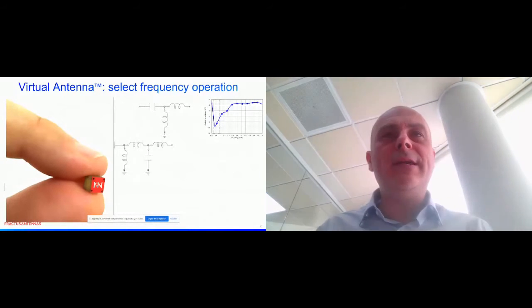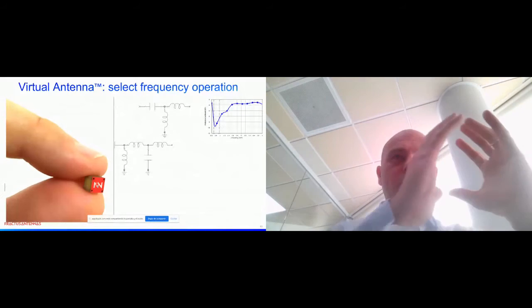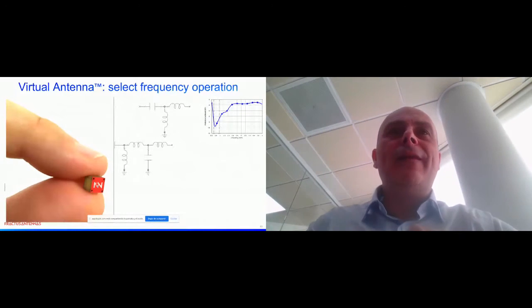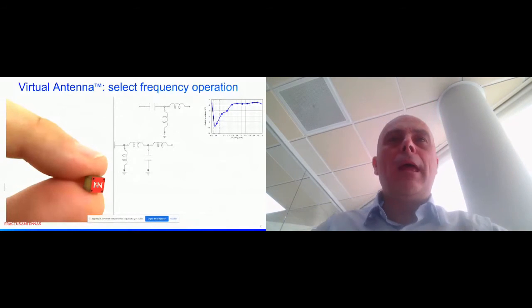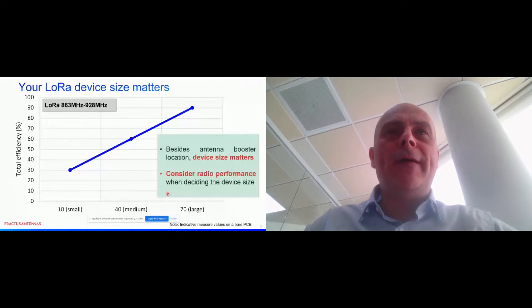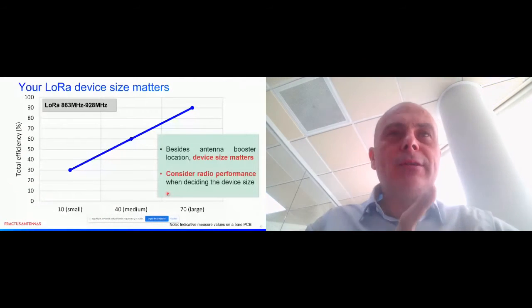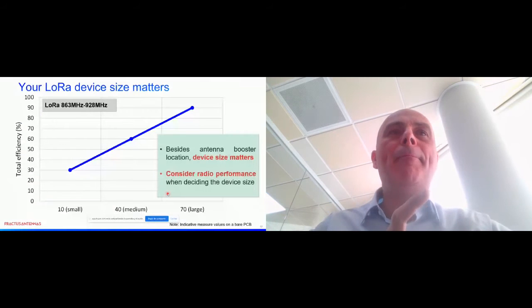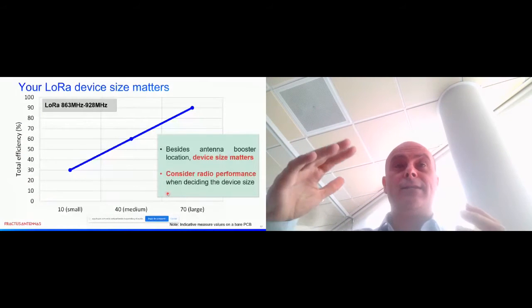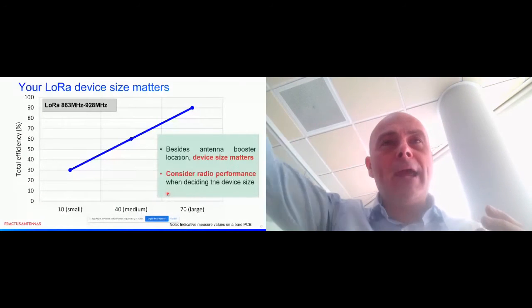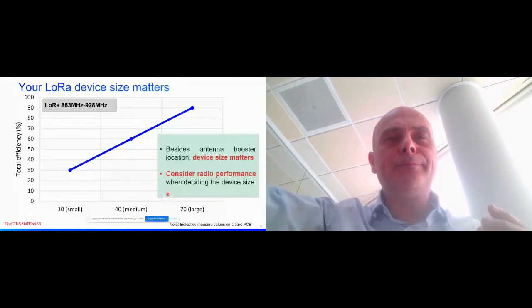The third component in this architecture, antenna booster, matching network, is the device, and it is very important. Why is the device so important? Because the size of the device impacts the efficiency. So at the end, it's data to the cloud, range, battery life.